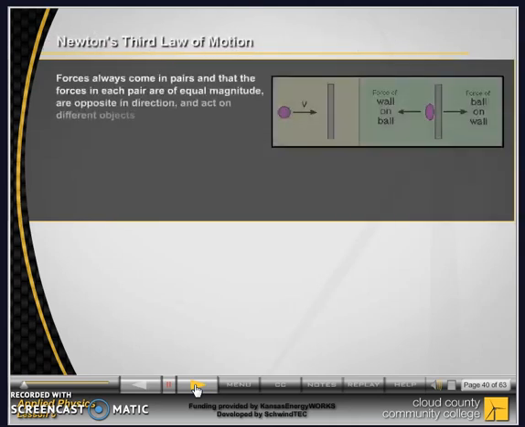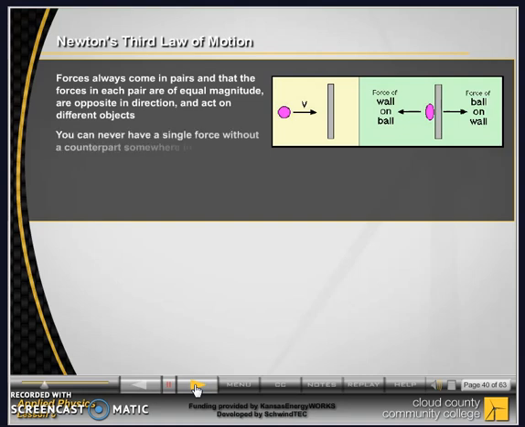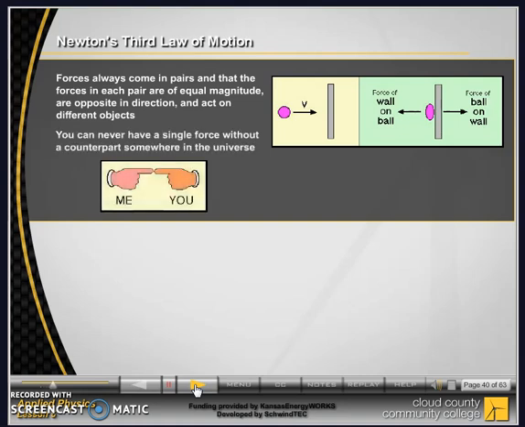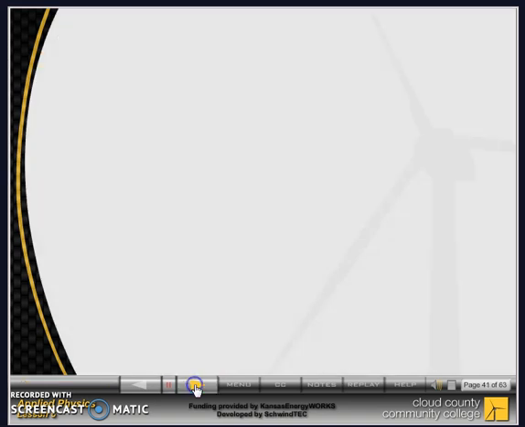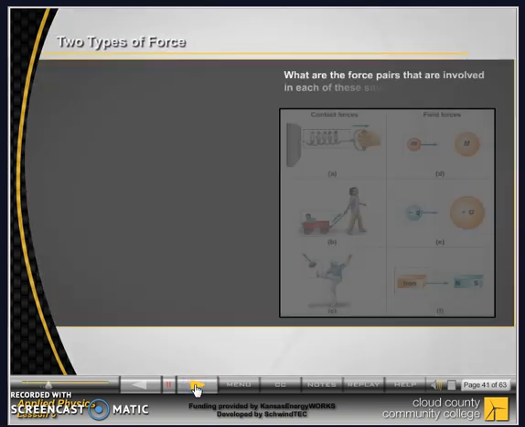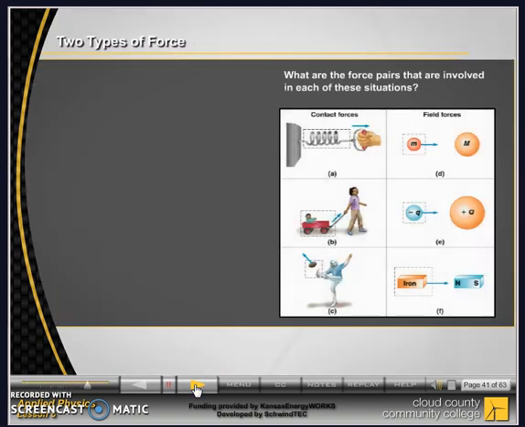Newton's third law tells us that forces always come in pairs and that the forces in each pair are of equal magnitude, are opposite in direction, and act on different objects. You can never have a single force without a counterpart somewhere in the universe. What are the force pairs that are involved in each of these situations?